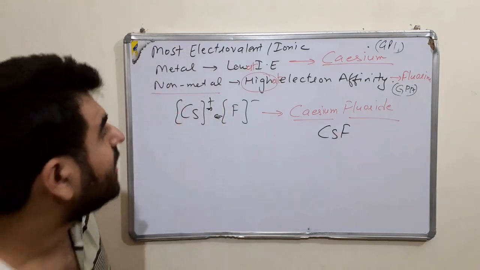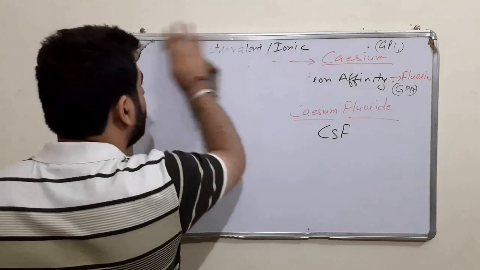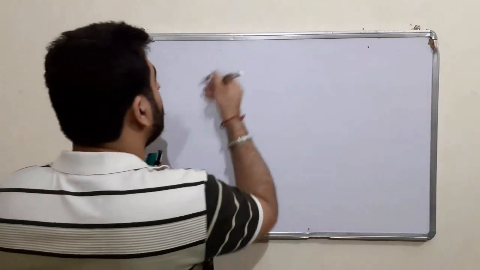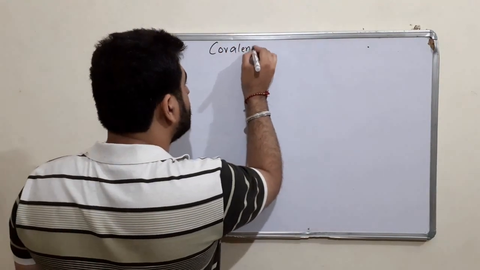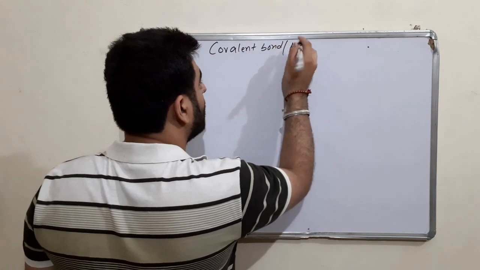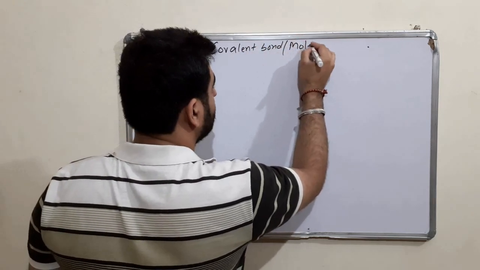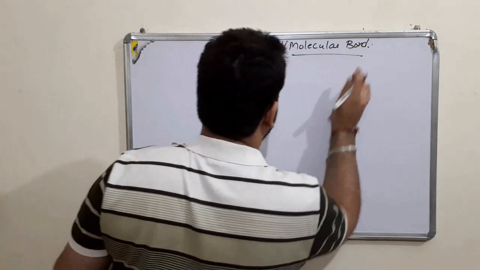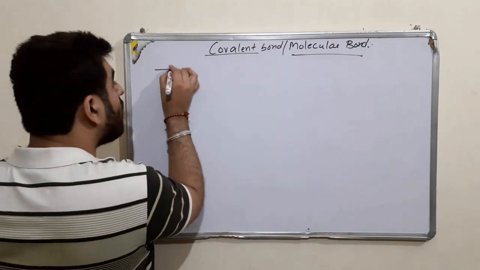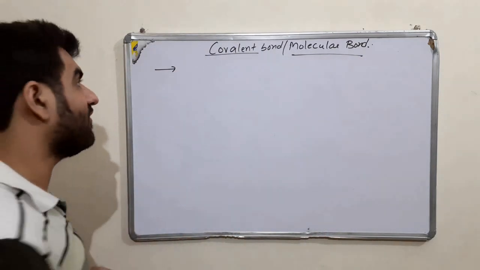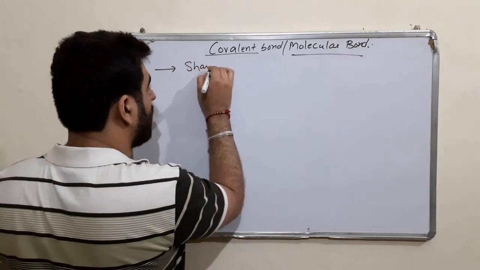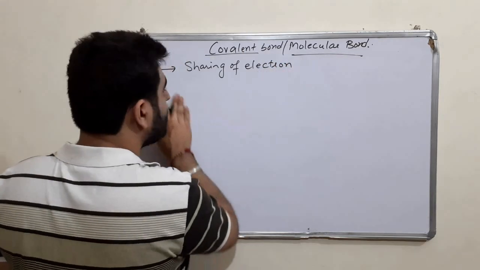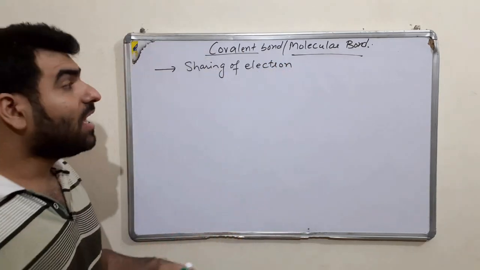Alright, now we are continuing with the covalent bond, also known as the molecular bond. So let us discuss the covalent bond or molecular bond. Now, a covalent bond is formed by sharing of electron.